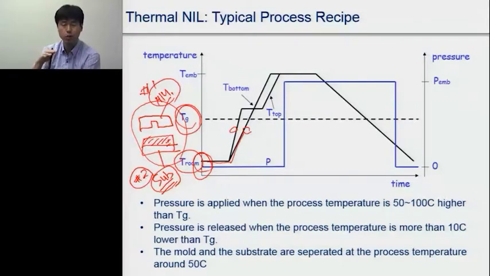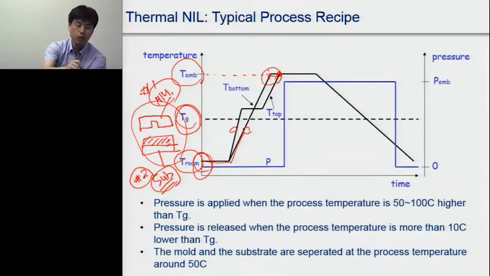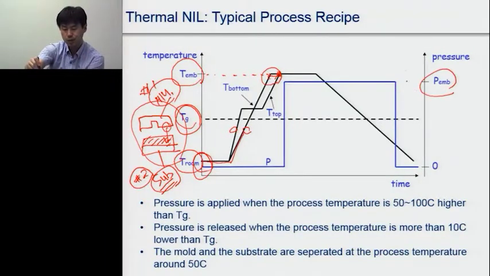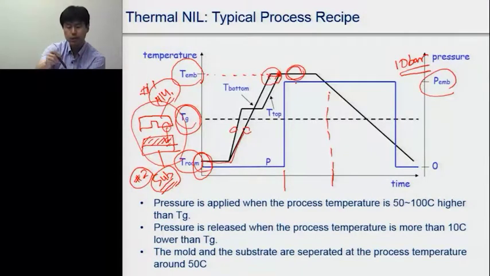where the thermoplastics get much more soft. So once those two temperatures reach the embossing temperature, we lower the master mold and then apply the pressure, for example 10 bar, and then we hold at this specific temperature with this pressure for some time.